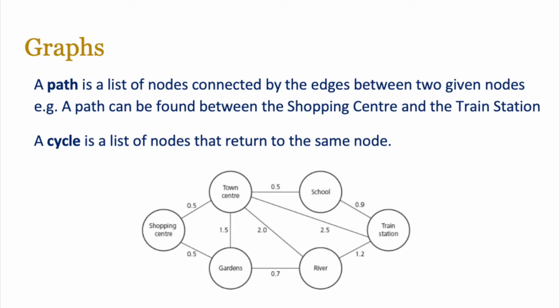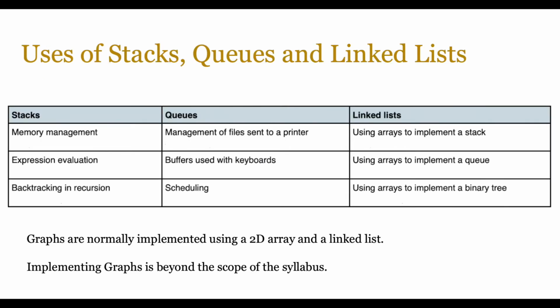A path doesn't return to the same node. Putting all the abstract data types we've covered so far together, you also need to know the uses of stacks, queues, and linked lists, and similarly binary trees and graphs as well. Now, stacks are used in memory management, expression evaluation, and backtracking in recursion. Queues are used to manage files sent to things like printers, scheduling, and buffers.